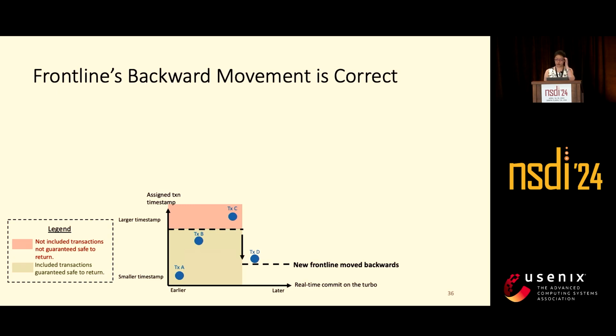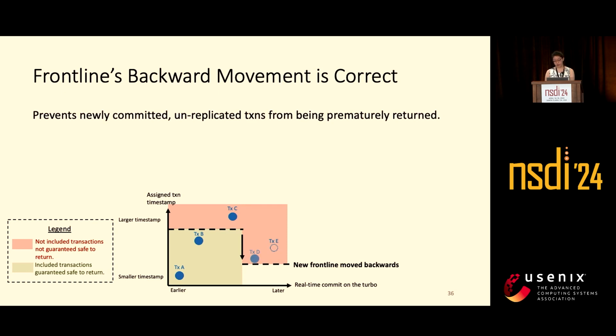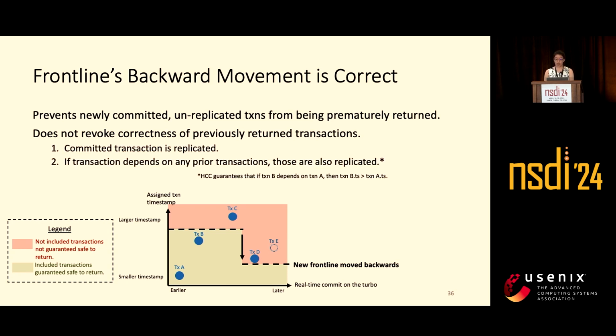That sounds unintuitive, but the frontline's backward movement is correct. It prevents the primary from returning newly committed but unreplicated transactions prematurely. It also doesn't revoke the correctness of previously returned transactions. So long as they're replicated, the transactions that they depend upon are also replicated. They remain correct, regardless of the frontline's movements.